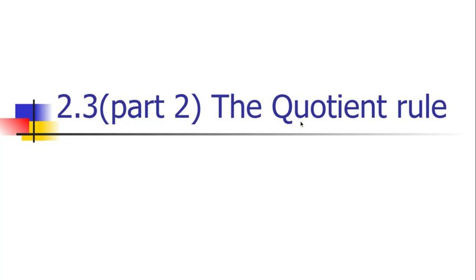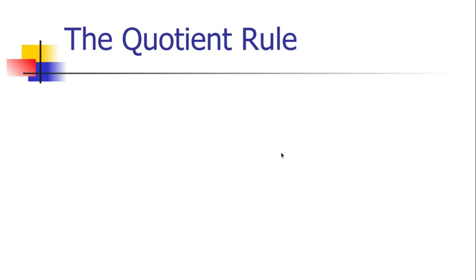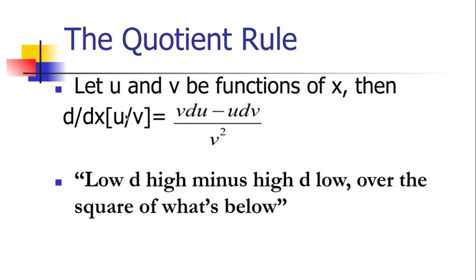Okay, so let's talk about what the quotient rule is and when we use it. Our quotient rule is when two functions of x are being divided. So again, we're going to use the u and v notation. We're going to let u and v be functions of x. You could also call them f of x and g of x. This is just a little bit easier.